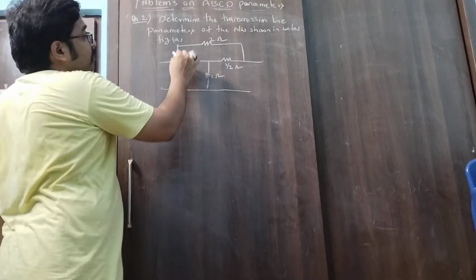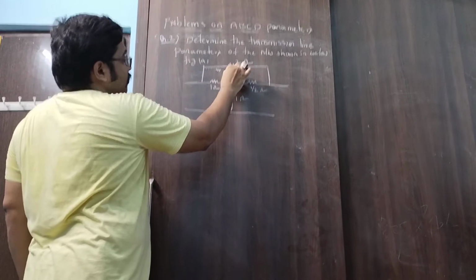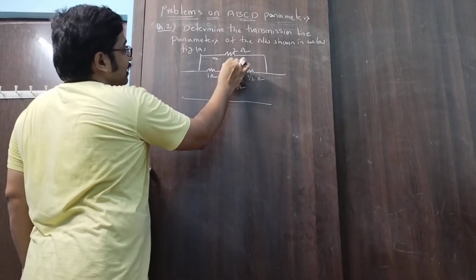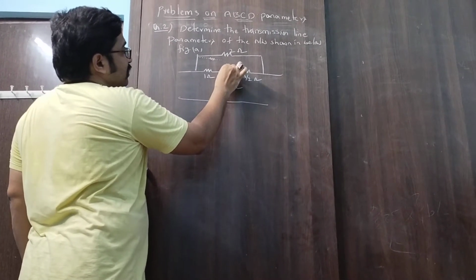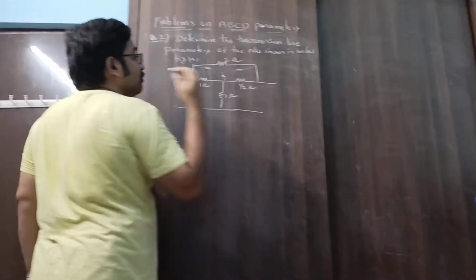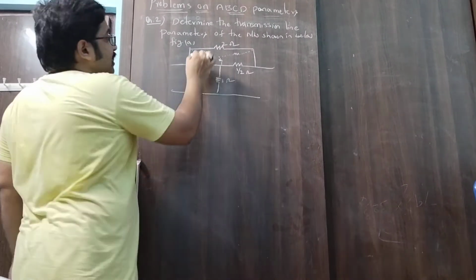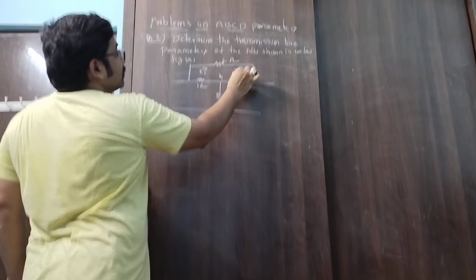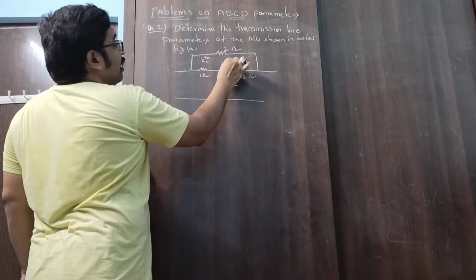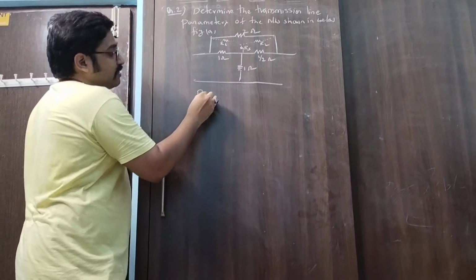For that we are going to use the delta to star transformation technique. We will reduce this network by using the delta to star transformation technique. Let us say this is R1, this is R2, and this is R3. Let's simplify the network that is given.